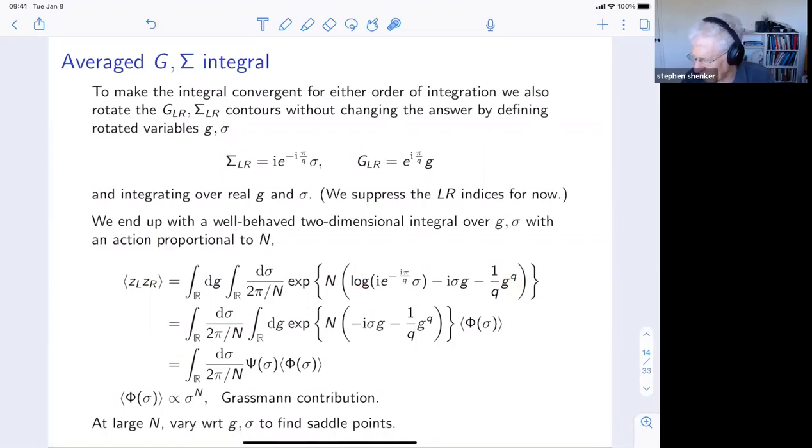Now, it's useful to break this up into this form where you keep the sigma and the G to the q, and then you call this the result of the Grassmann integrals. This is this Pfaffian contribution. So this is the expectation value of this part that just has sigma that gives it the Pfaffian. But now you can vary this and find saddle points at large N. That's what you usually do with collective fields.